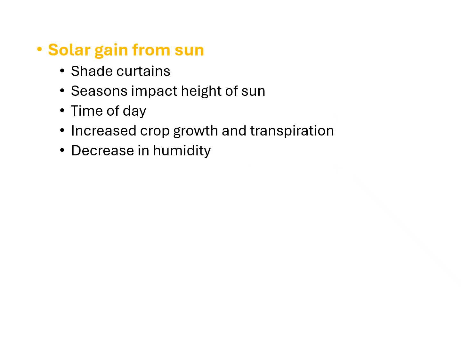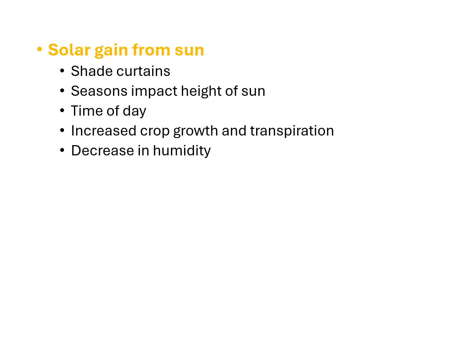How do we control solar gain? That's what we call heat from the sun. Well, we have things like curtains. We know that there's different seasons. We can plan our crops according to the season for temperature. There's also the time of day that affects when a crop is going to be achieving a certain temperature.